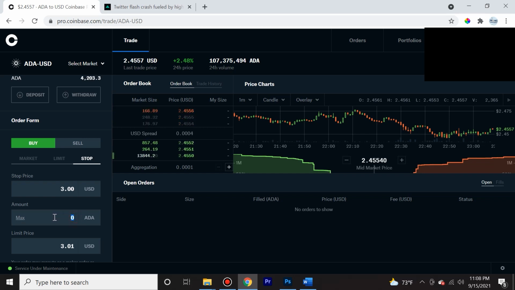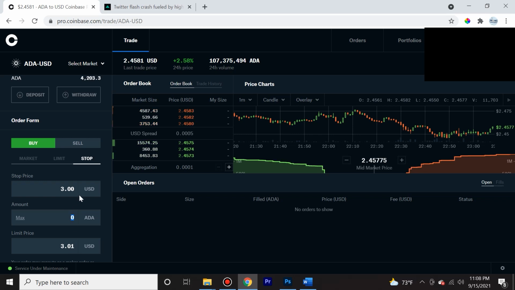And then you can specify the amount of ADA here. So let's say 500 ADA. This means that if Cardano surpasses $3, this exchange is going to open up a limit order to buy as long as the price doesn't exceed $3.01.